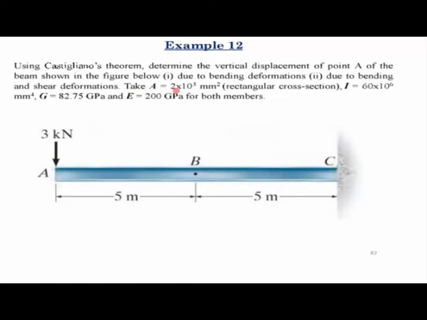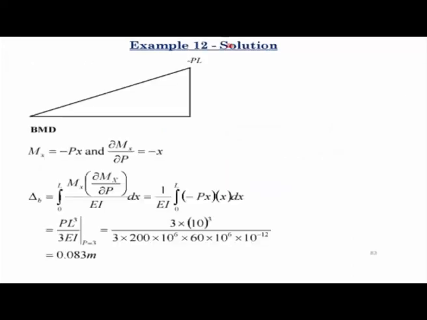So the area of the beam cross section is given. It is mentioned it is a rectangular cross section. Moment of inertia, shear modulus, and modulus of elasticity of the beam are also given. So that is the bending moment diagram due to that applied load.